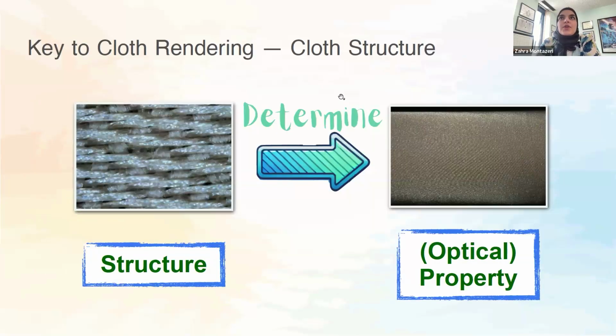The key to cloth rendering is the structure of it, and that makes it very hard, because on the left you see the structure at the micro level, and on the right you see how it turns up in the far field, in a distance. And the structure matters, and that's why it is very hard to reproduce fabrics in the digital world.